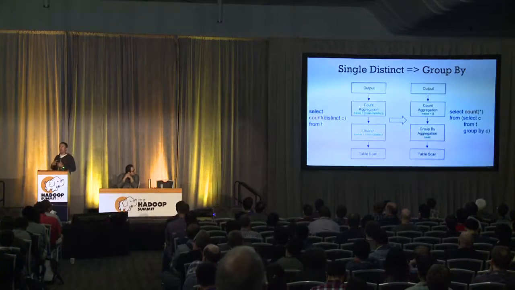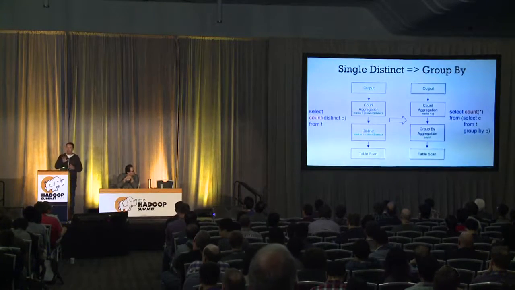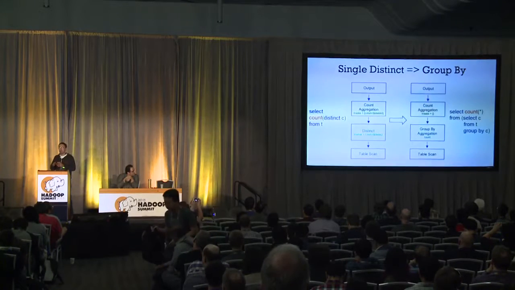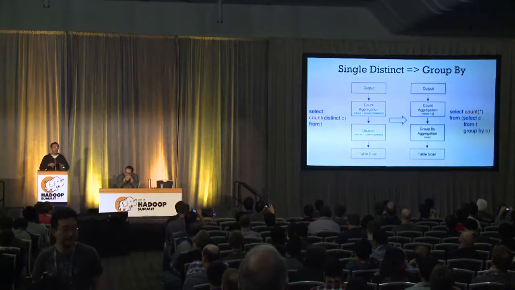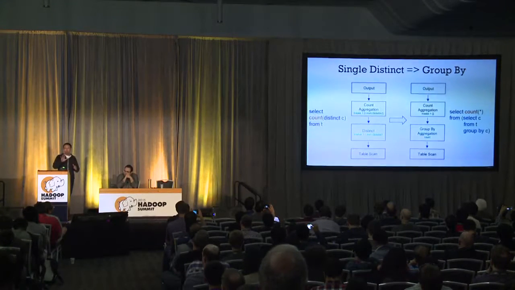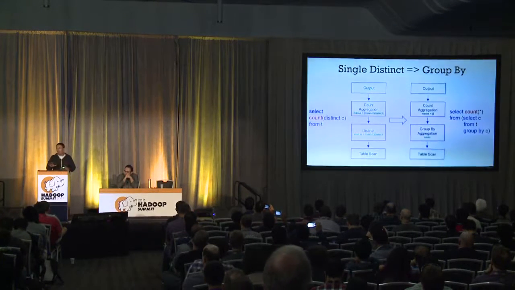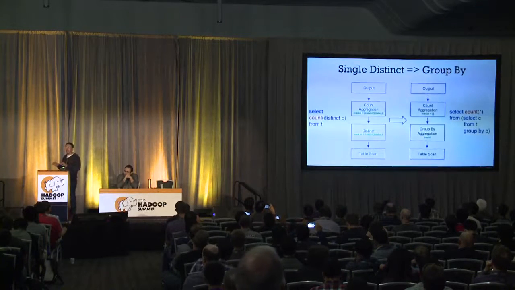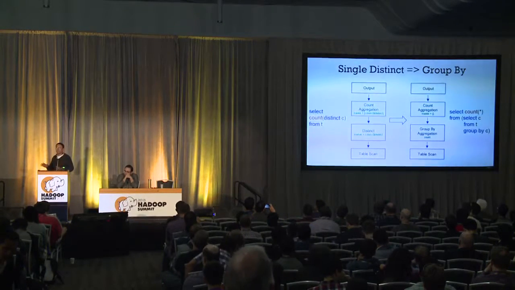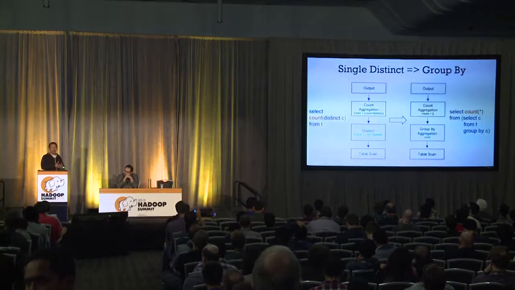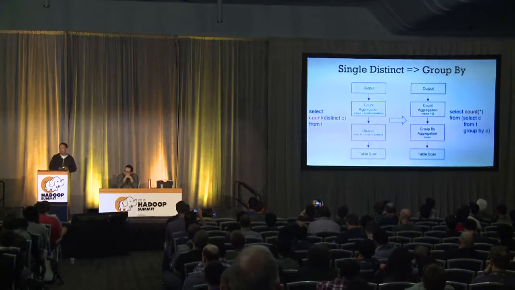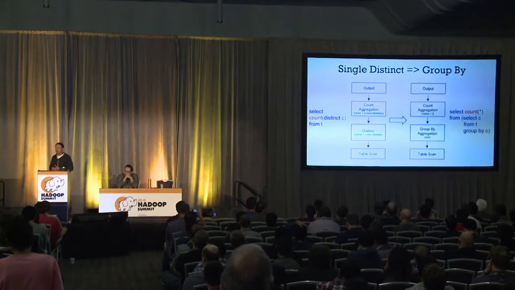The first contribution we did is to rewrite a single distinct query into a group by query. Why are we doing this? The general idea is to push partial aggregation as early as possible so that we can distribute the distinct computation and also reduce the network load between the partial aggregation and the final stage. Let's take a look at an example on the left.